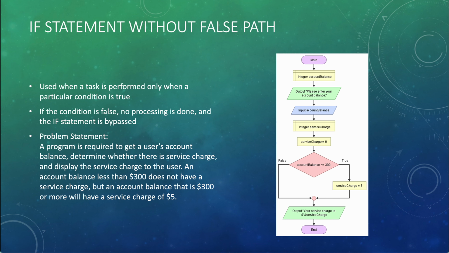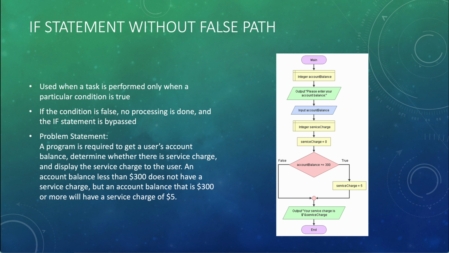Now, you don't always have to specify a false path. This is used when a task is performed only when a particular condition is true. If the condition is false, no processing is done and the if statement is bypassed.